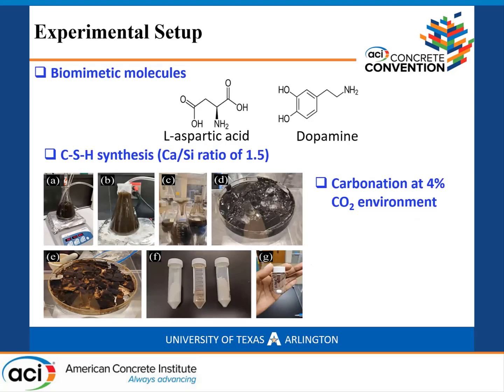Based on our previous work, we learned that L-Aspartic acid helps us to stabilize amorphous calcium carbonate, whereas polydopamine helps us to stabilize vaterite. So they focus on different polymorphs of calcium carbonate. We did direct synthesis of CSH with a target calcium to silica ratio of 1.5. We followed the same steps as you would to produce polymer modified CSH. The method is well known. Eventually, our product is powder CSH. We compress it to prepare tiny pellets, and then we expose the pellets to a carbon dioxide environment that contains around 4% CO2.